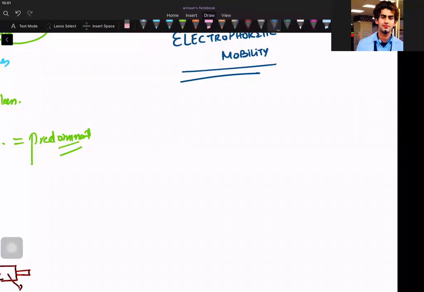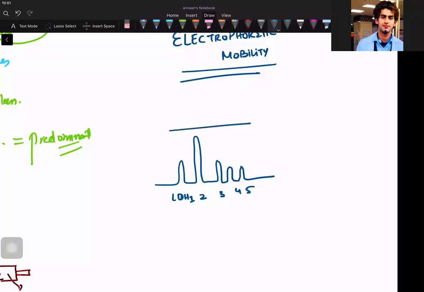if I have a graph like this, 1, 2, 3, 4, 5. I make this graph more correct. I put LDH1 here. This is electrophoresis: LDH2, LDH3, LDH4, LDH5. And if I see the direction of mobility, the direction is through this.